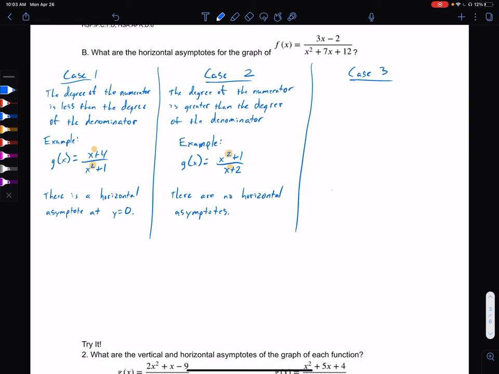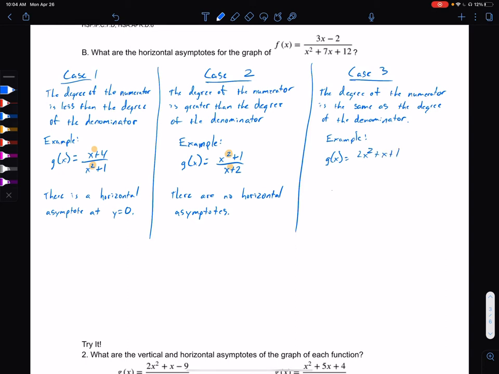If you're following along, you should be able to guess what case 3 is. Case 3 is when the degree of the numerator is the same as the degree of the denominator. An example of that might be, let's say, g of x equals 2x squared plus x plus 1 over x squared minus 1. I'll keep it simple. Now we can see that they're both second degrees. The numerator and the denominator have the same degree.